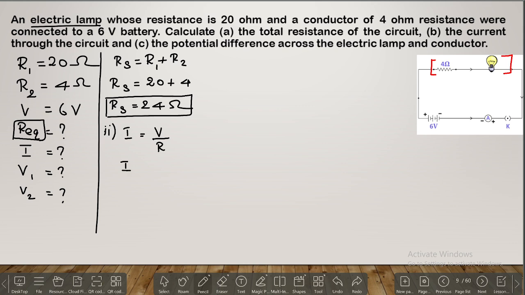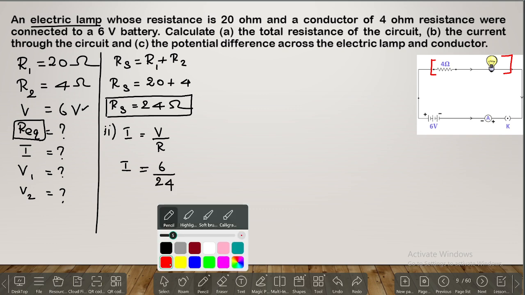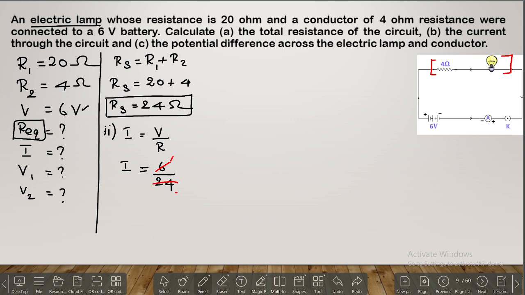So I is equal to, what is the value of V? It is given in the question. 6 volt is here. So 6 by 24. Now simplify these two numbers. 6 ones are 6, 4 sixes are 24. So 1 by 4 it is there. Therefore, if you are dividing 1 by 4, I is equal to 0.25 ampere.